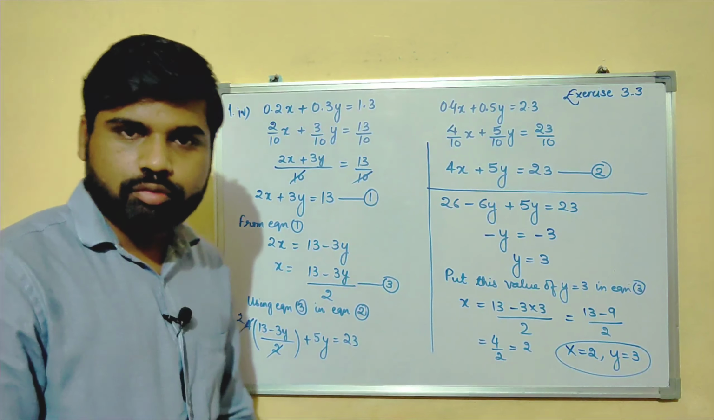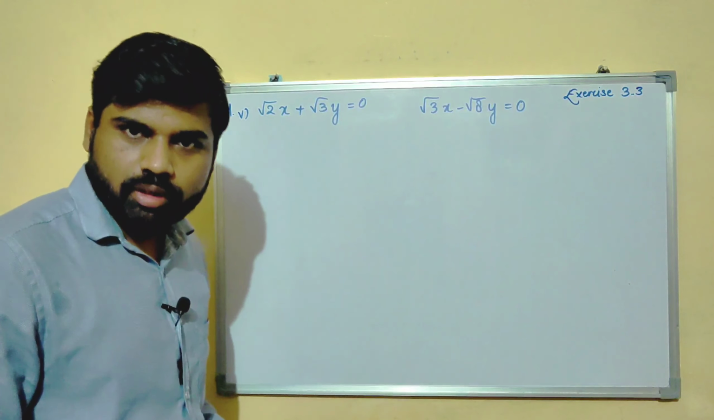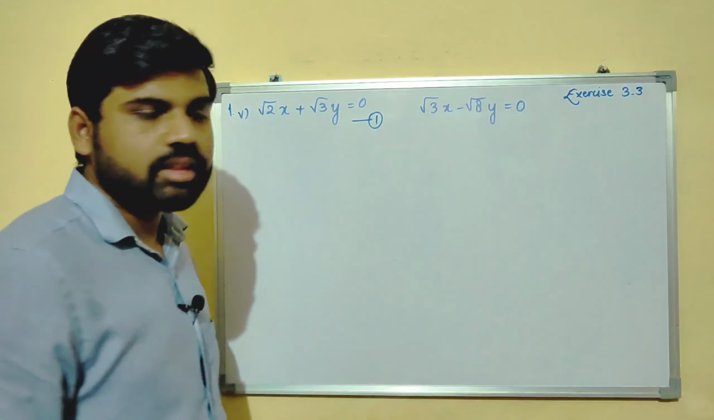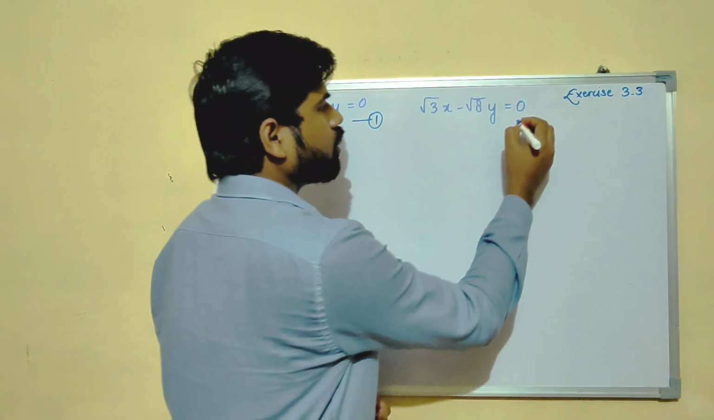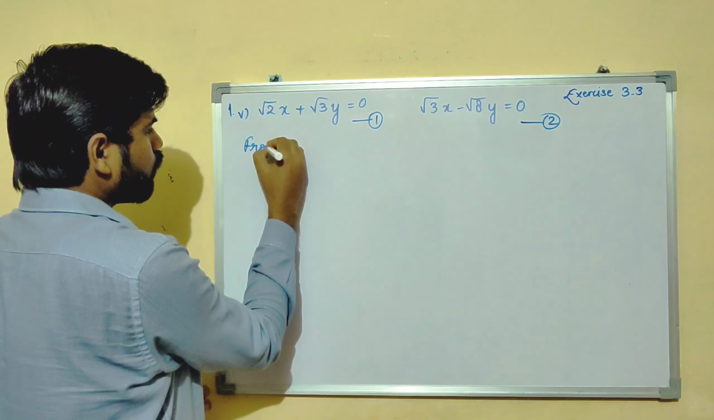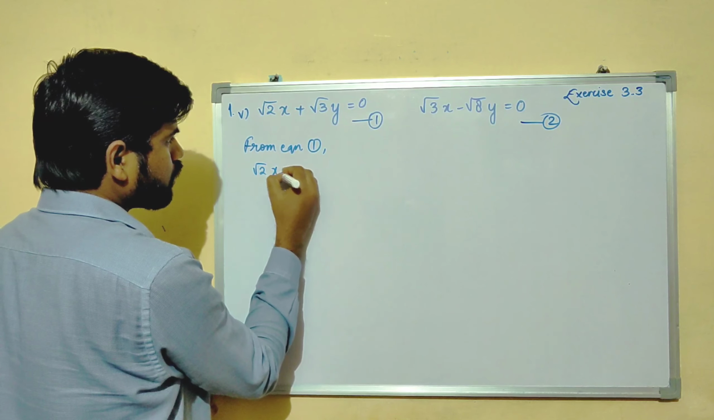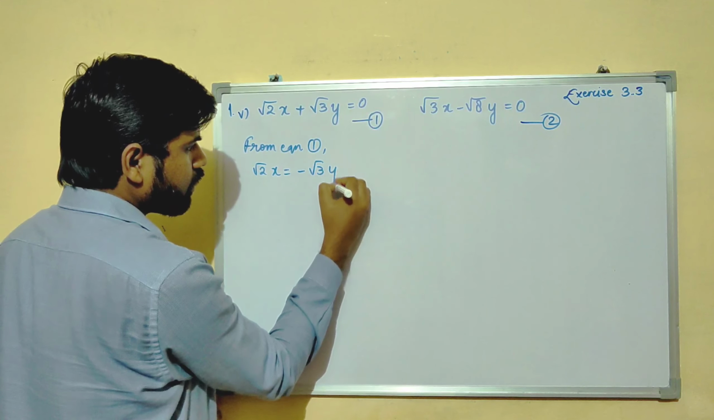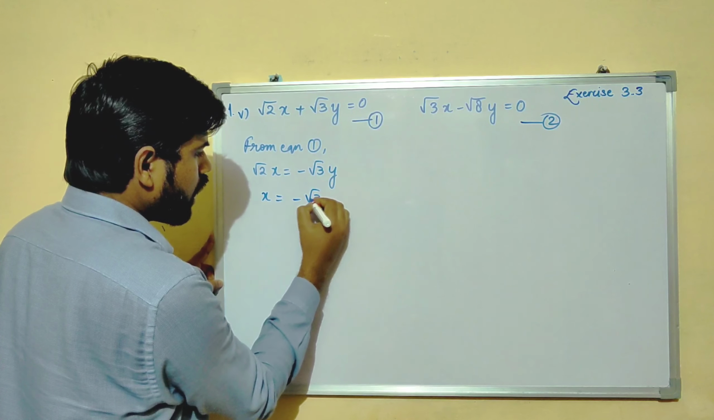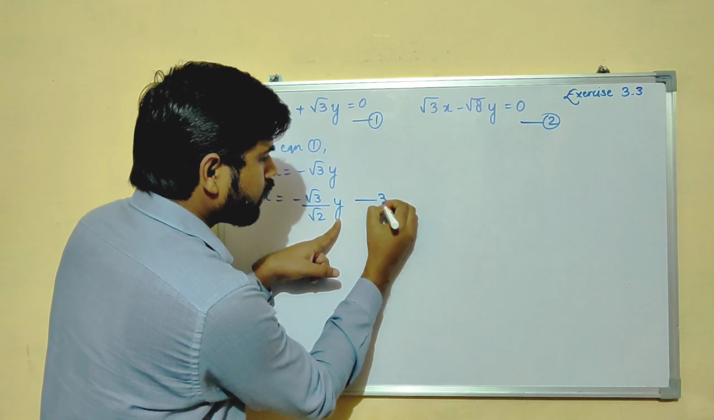Okay, let us see the fifth part as well. The equations in the fifth part are root 2 x plus root 3 y equals 0, and this is your first equation. Root 3 x minus root 8 y equals 0. This is your second equation. From the first equation, let us find the value of x. Root 2 x equals minus root 3 y, right? And the value of x will be minus root 3 upon root 2 y. This will be the third equation.